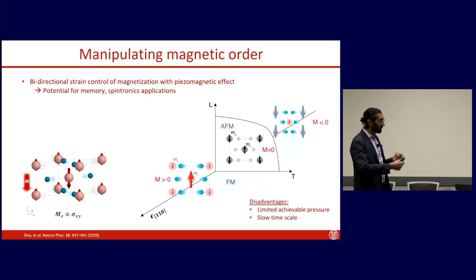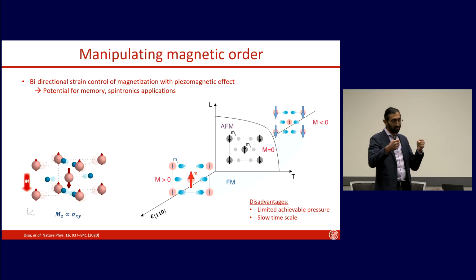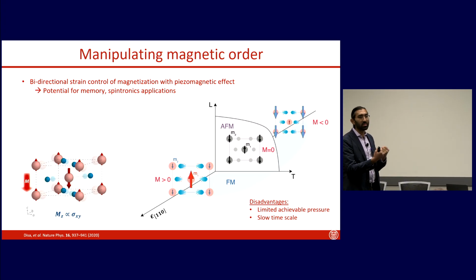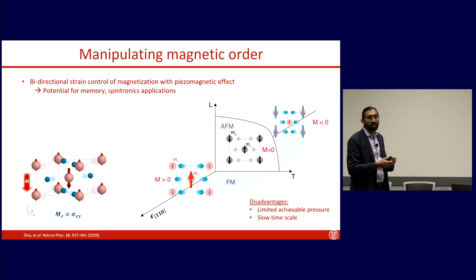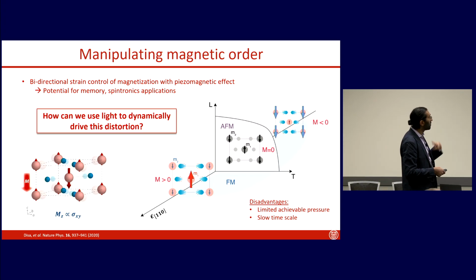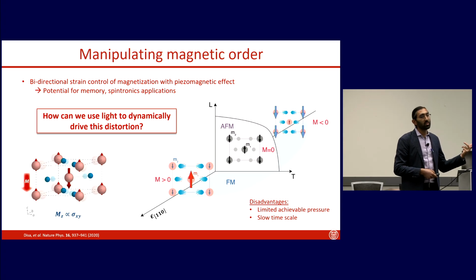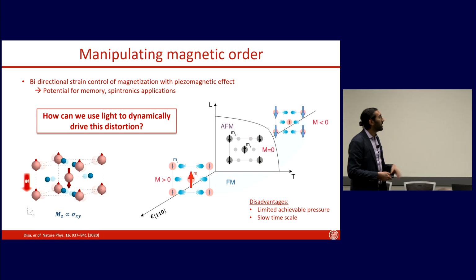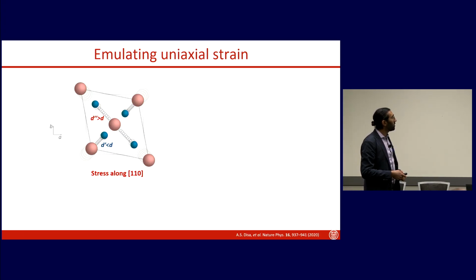But the problem here is that this is really applying a pressure. So it's somewhat limited, for example, in the pressures that you can achieve before the crystal will break, and also the time scale by which you can induce this kind of change. So the question is, can you use light to circumvent these limitations and dynamically drive this distortion instead? Okay, and the way you can do that is essentially what we want to do is emulate what happens to the crystal when you apply a strain.